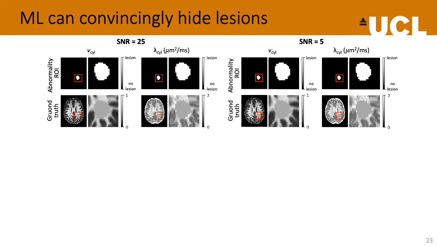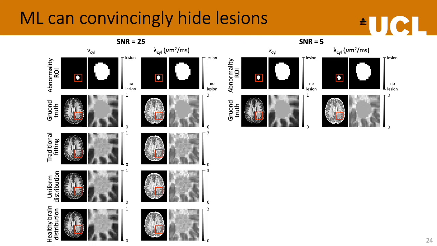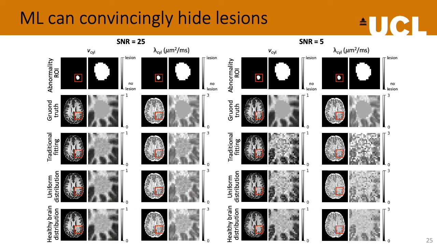To show this, we simulated a tissue abnormality where both parameter values were decreased compared to the surrounding healthy white matter. When SNR is 25, the lesion is visible using both traditional model fitting and machine learning. In contrast, when SNR is low, both traditional and machine learning estimation obscure the lesion.